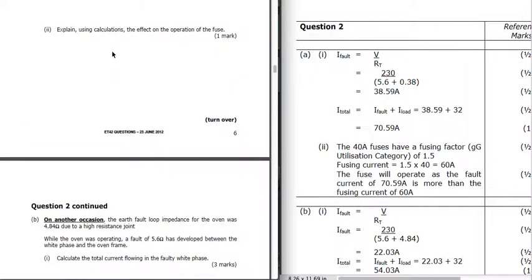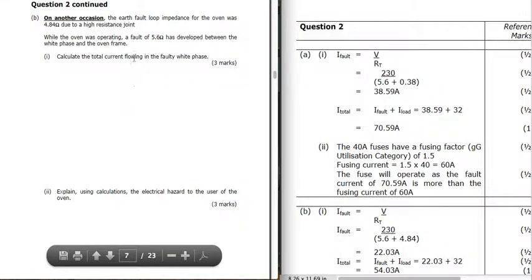We're asked to explain using calculations the effect on the operation of the fuse. Now we know that the fuse, although it's rated at 40, is not going to blow until 1.5 times that 40, which is 60. We've got 70.59 amps flowing, so that is easily going to blow that 60 amps. So the fuse will operate as the fault current is more than the fusing current.